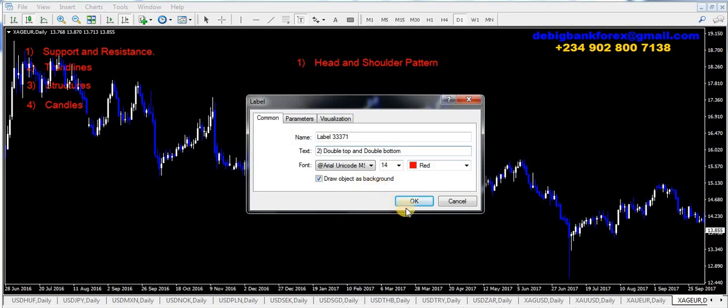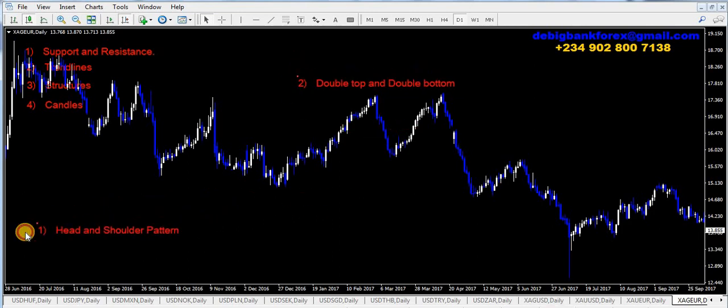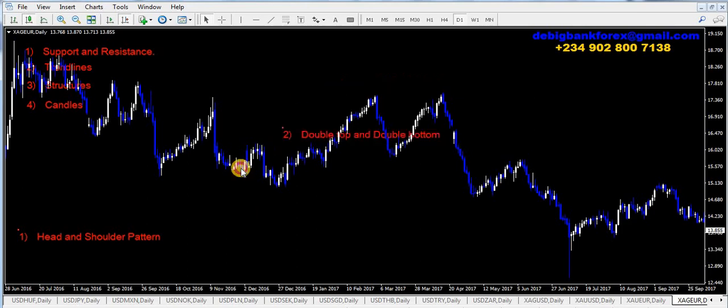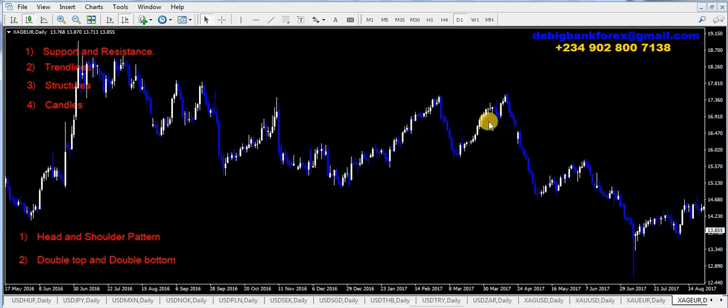So that's that. We have the head and shoulder pattern and double top and double bottom. Now let me show you an example, and I'll be drawing it in such a way that I believe you understand. Now let's look at the market this way.